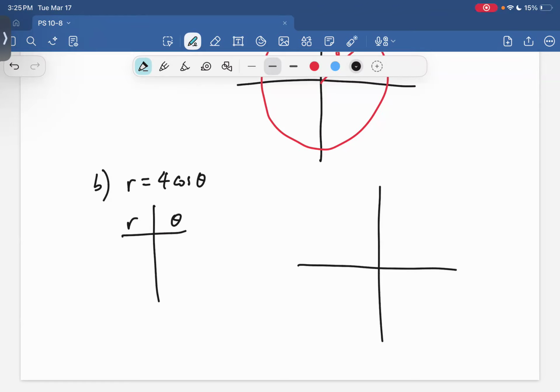And so let's plug in a point. We could plug in theta equals 0, and that will tell us that cosine theta is 1, so r is 4. And so that would be this point here. And we know that that has to be the furthest point from the origin, so the circle should look like that. Okay? And this length here is 4.